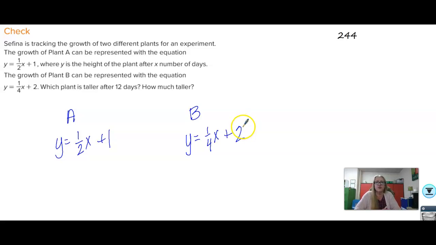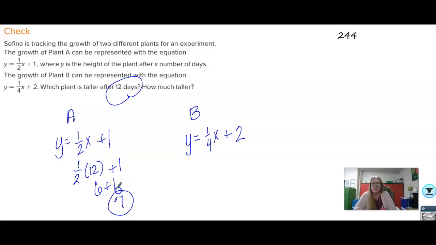Which plant is taller after 12 days? Well, 12 is the number you're going to substitute for x. So we will have 1/2 times 12 plus 1. Half of 12 is 6. So plant A will be, what, 7 inches tall? All right. Is it inches? I don't think it says. It doesn't say. Could be centimeters.